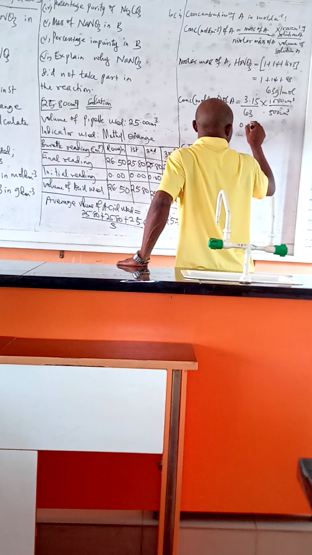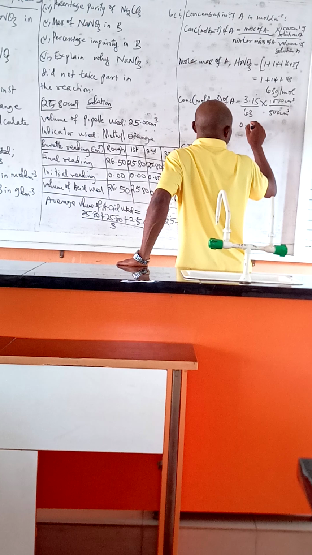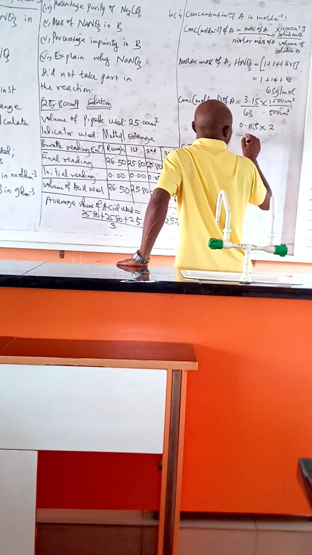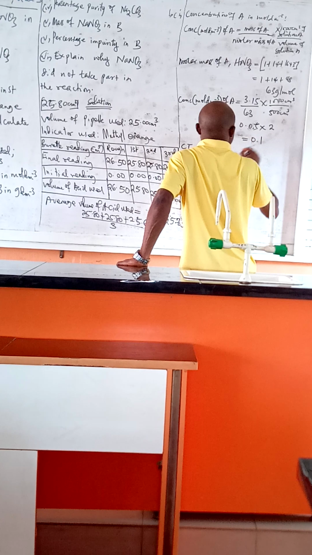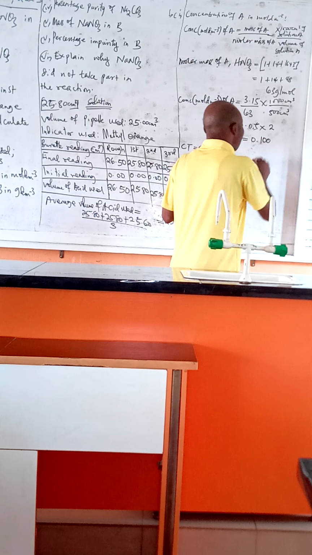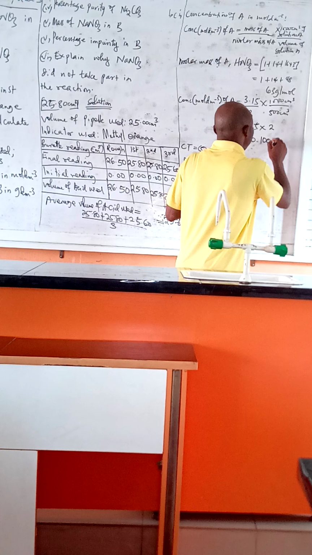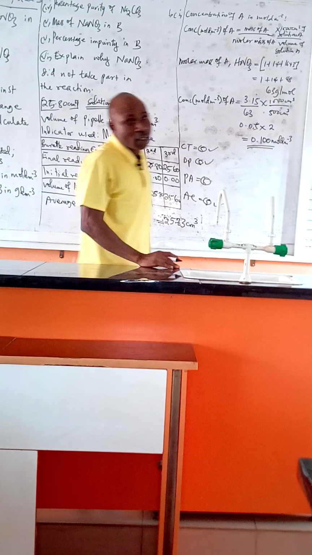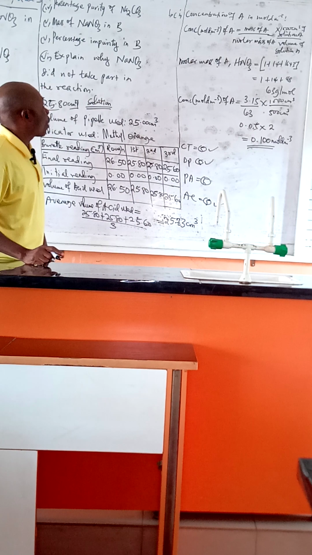If you divide 3.15 by 63, you have 0.05. Then multiply by 1000 divided by 500, you have 2. Then 0.05 times 2 gives us 0.1. Because concentration must always be approximated to 3 significant figures, you add 2 zeros to make up the figures. This will be 0.100 mole per dm³. This is question number BI.